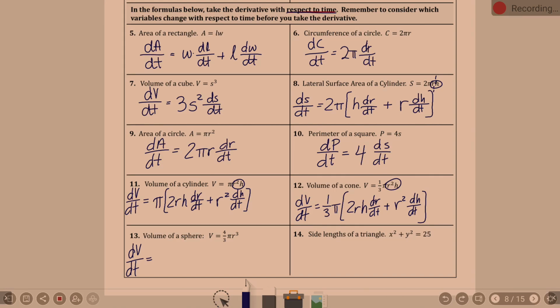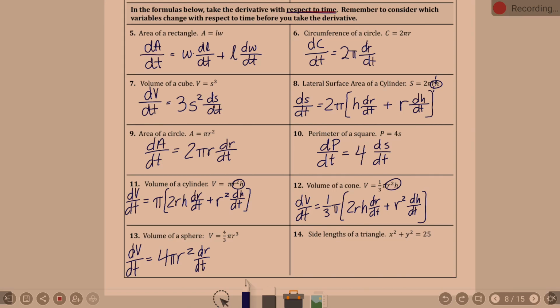Because that 4/3 pi, you can think of just sitting there. But then when you do the derivative of r cubed, it's going to become 3r squared. So that 3 times 4/3, yes, I would go ahead and definitely multiply those. 3 times 4/3 is going to make it 4 pi r squared. Are we okay? 4 pi r squared times dr/dt, the change in r with respect to time.